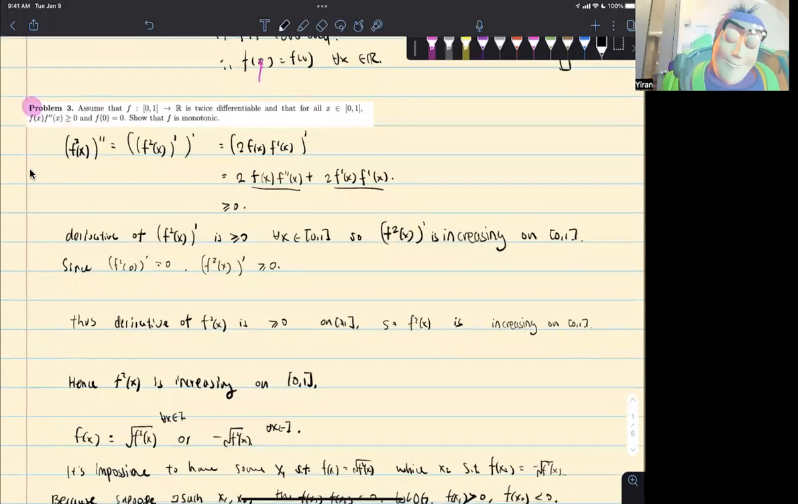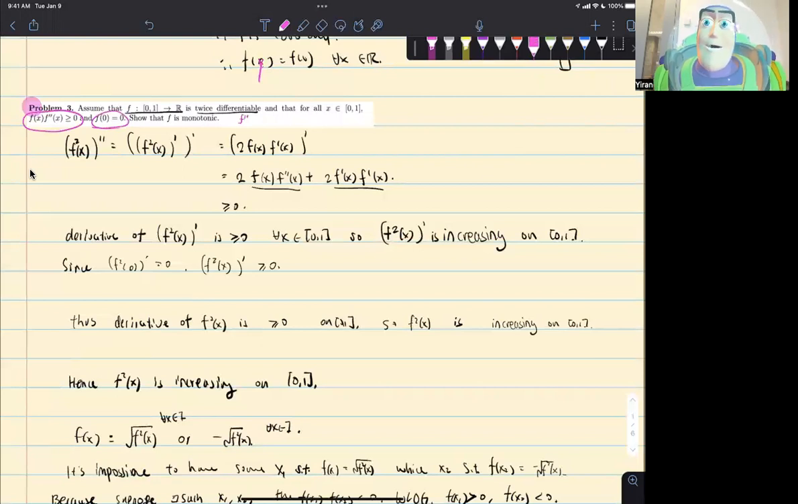The problem is saying that, again, f is a real valued function defined on the closed interval 0 and 1, and it is twice differentiable. Let me change the color. So twice differentiable means this is differentiable, right? This exists, defined for every x in the closed interval 0 and 1. And what else? We have this is larger or equal than 0. And so f is monotonic.